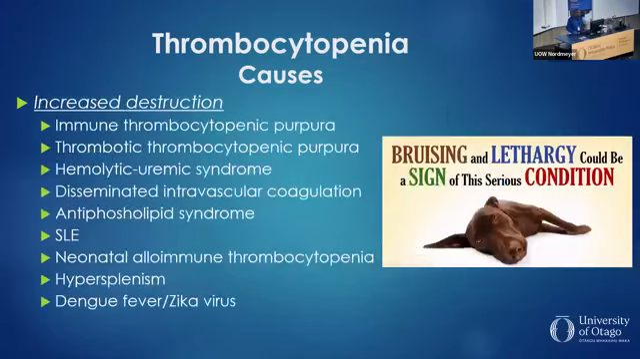Thrombocytopenia in terms of increased destruction can come from, say, ITP, which is probably the most dramatic of them all, and then of course TTP, which we have come to know is a problem with ADAMTS13. Then we try to separate that from HUS, hemolytic uremic syndrome. Then we've talked about DIC a bit, antiphospholipid syndrome, all of those other conditions listed.